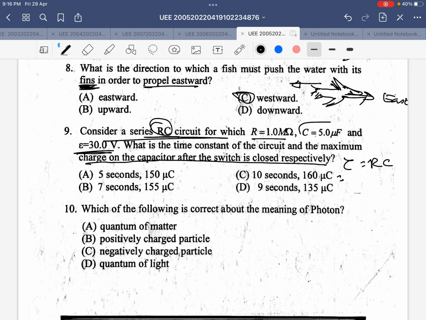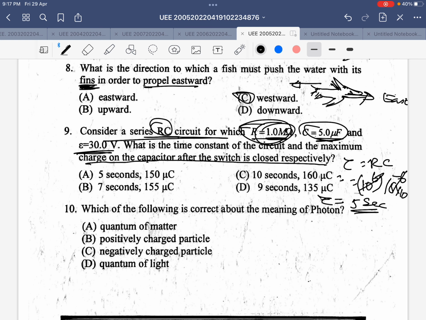When you multiply these two numbers, resistance is 1 mega ohm, and 1 mega means 10 to the power of 6, times capacitance 5 microfarad, which is 5 times 10 to the power of minus 6. Now you cancel 6 by minus 6. Therefore, the time constant of the circuit is equal to 5 seconds.